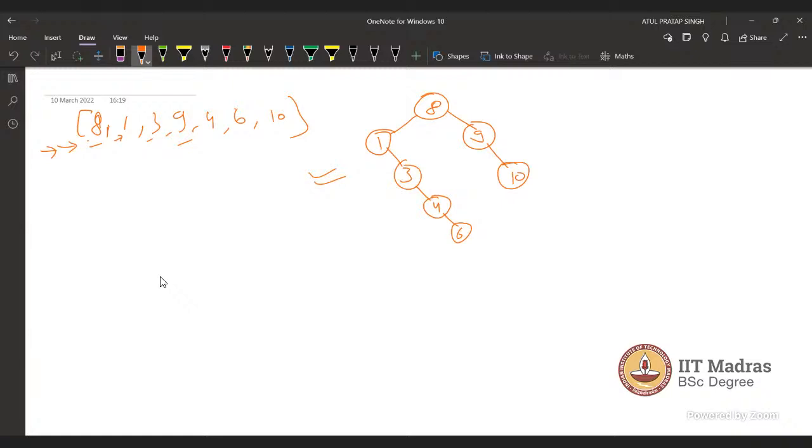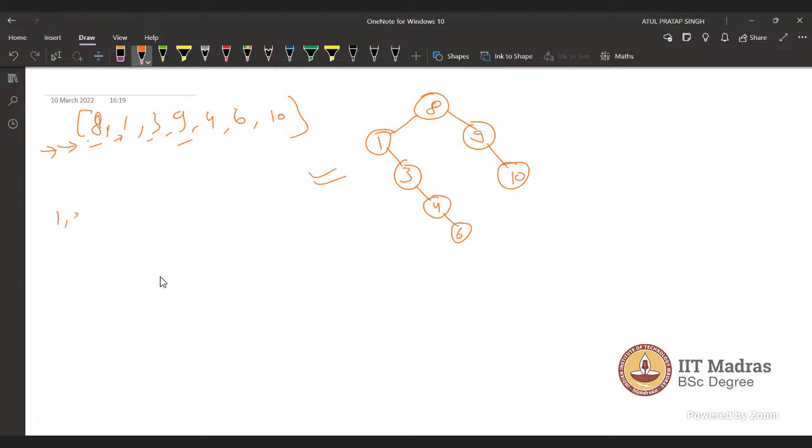Okay, so if the binary search tree is balanced, we can find any element of our binary search tree in log n time. We can also insert any element in log n time. Also, we can delete any element in log n time if our tree is balanced.